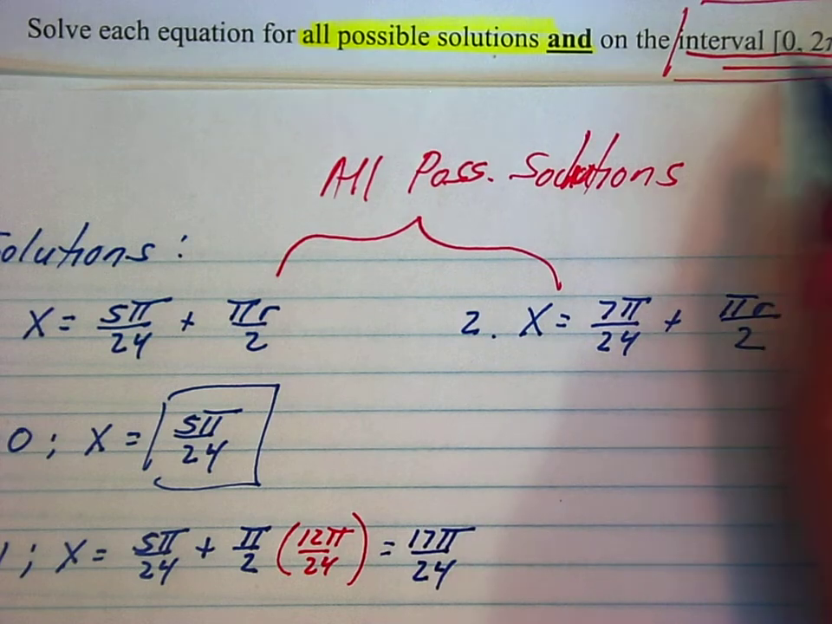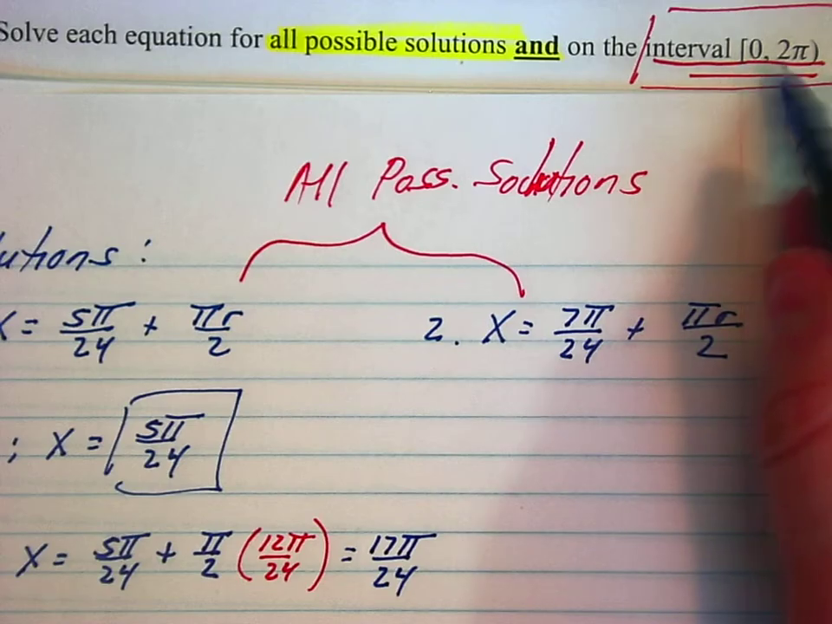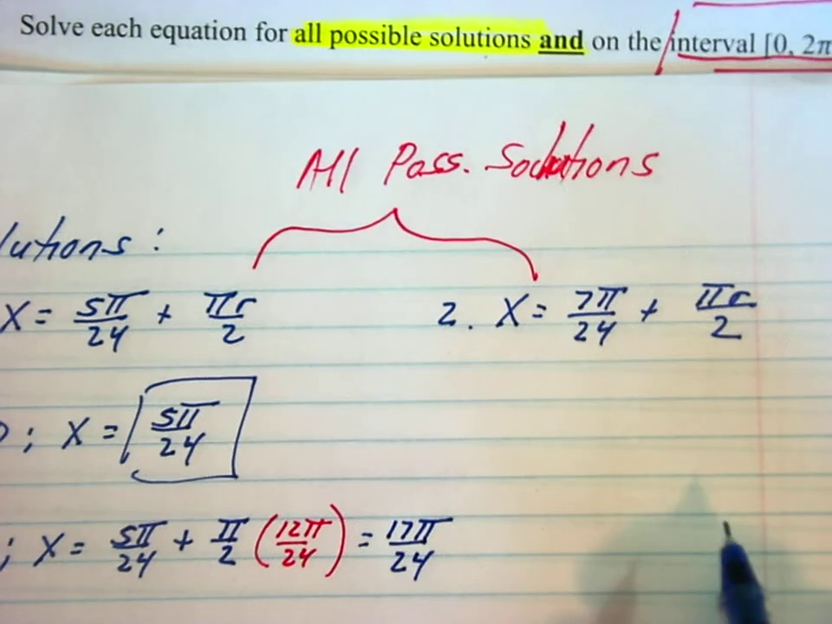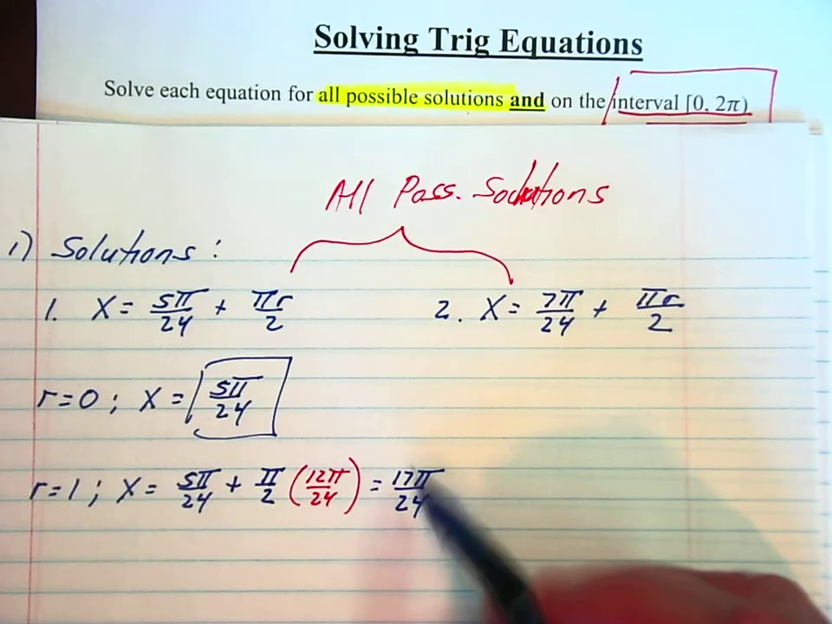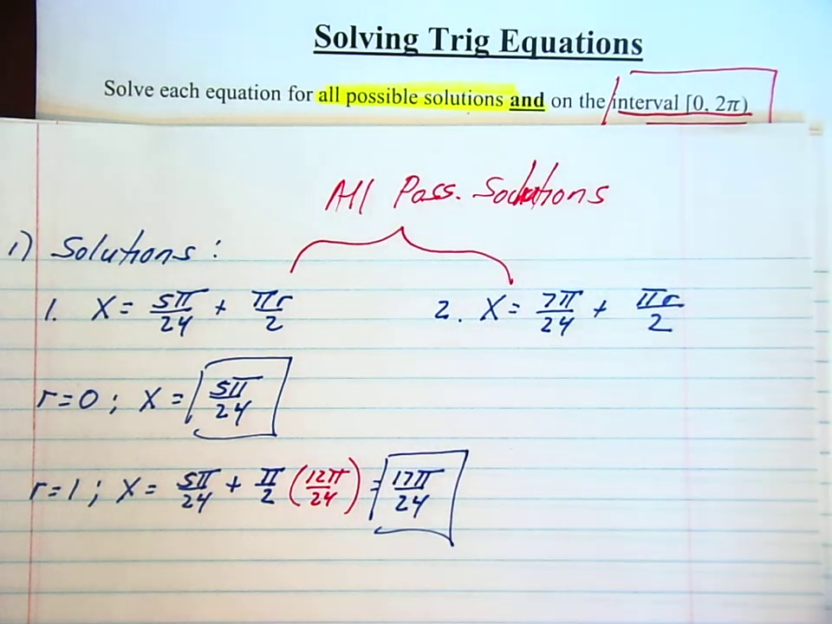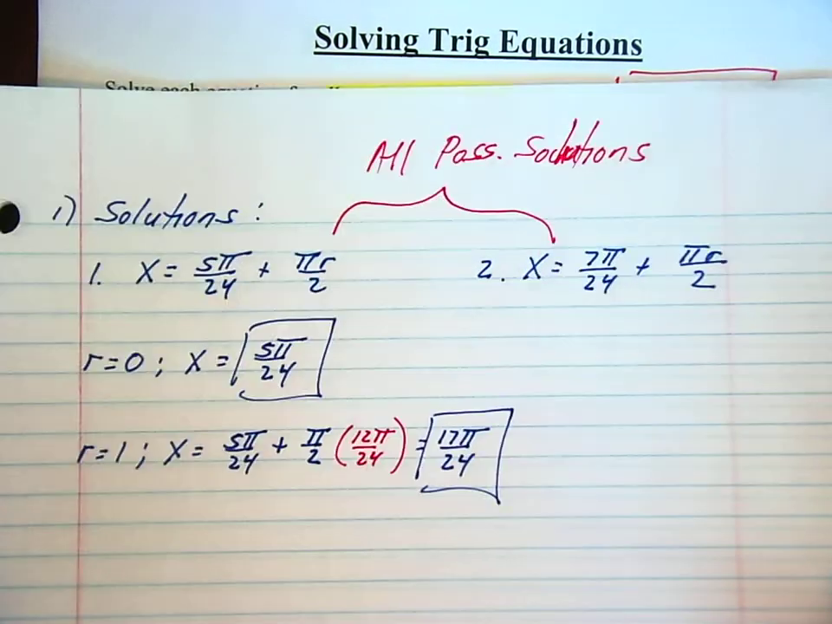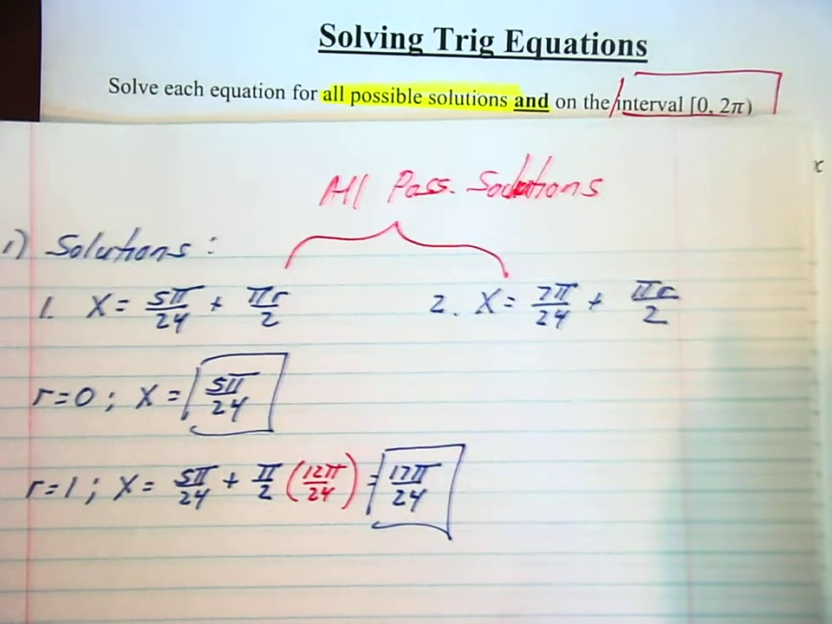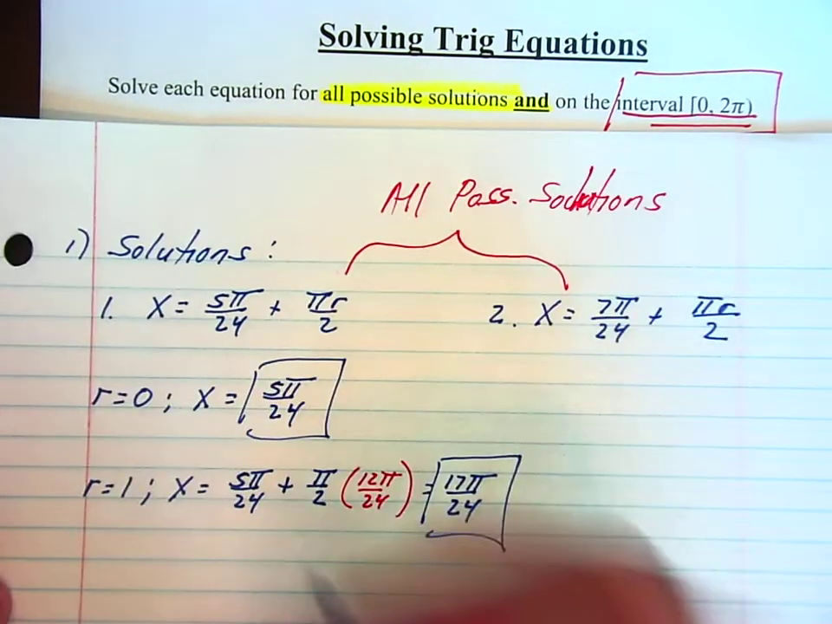Same question as before. Does that fall between 0 and 2 pi? If it does, you keep it. If it doesn't, then you're done with this equation altogether. In this case, it does, because 17 over 24 is less than 1, so it's definitely less than 2 pi. Boom, there's another answer. Keep going. As long as you get an answer that's less than 2 pi, you're going to just keep going until you find another answer.